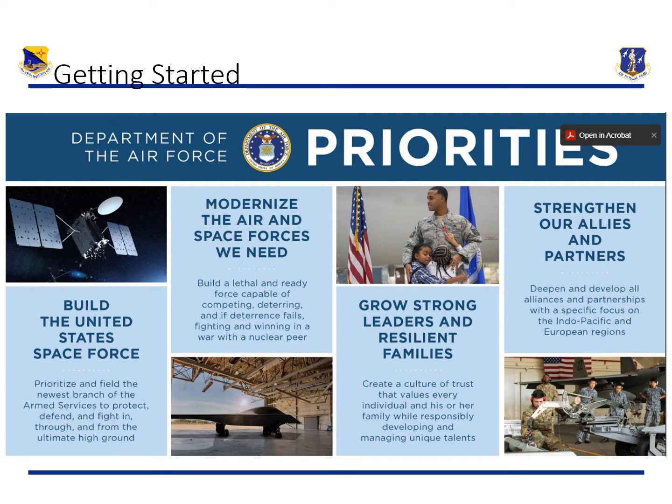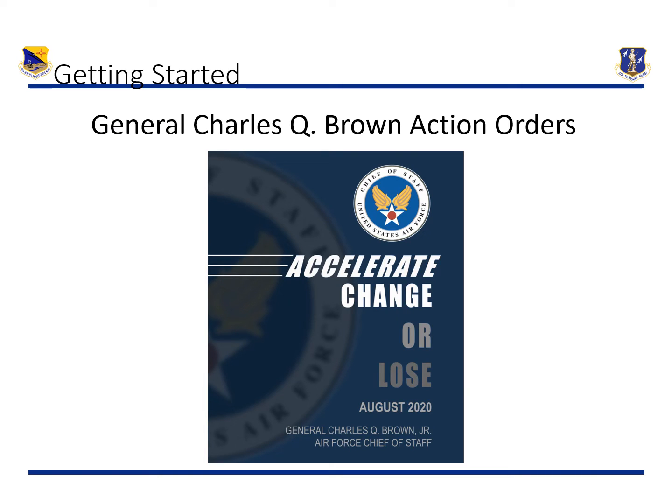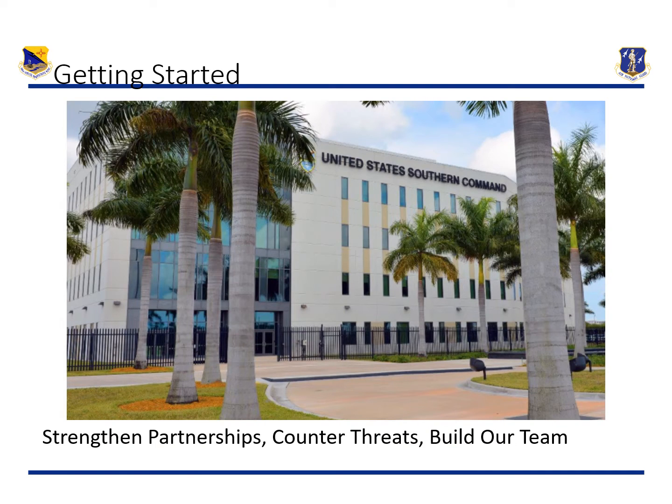The priorities levied upon the United States Air Force by the Secretary of the Air Force: build the United States Space Force, modernize the air and space forces we need, grow strong leaders and resilient families, strengthen our allies and partners. You have General Brown's action orders, which highlight his vision for the Air Force. And last but not least, United States Southern Command's mission, which is strengthen partnerships, counter threats, and build our team.